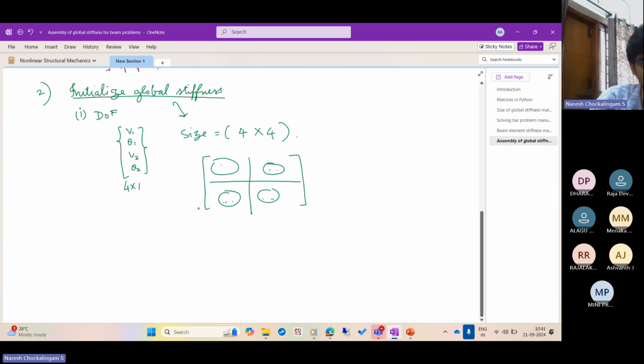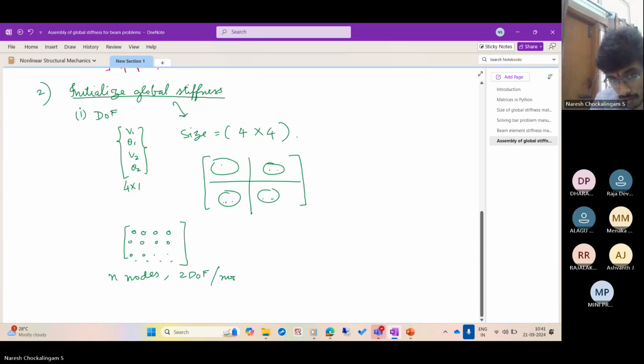Okay, so let us say, corresponding to these degrees of freedom, you initialize the force matrix as 0, 0, 0, 0. What, so if you have n nodes and 2 degrees of freedom per node, the total number of degrees of freedom is 2 times the number of nodes, right? 2 times number of nodes.